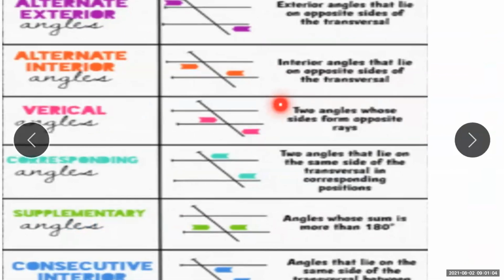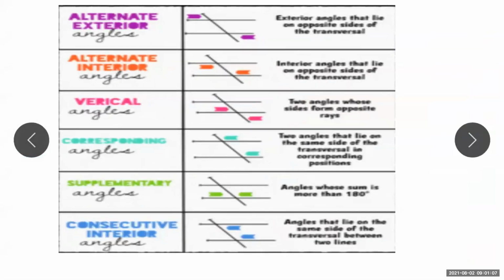The types of angles formed, you can see in the picture here. The alternate exterior angles, those are this type of angles. Now alternate interior angles here. Vertically opposite angles, likewise here. Then those are the corresponding angles. Now here is the pair of linear angles. And the last one is interior angles.